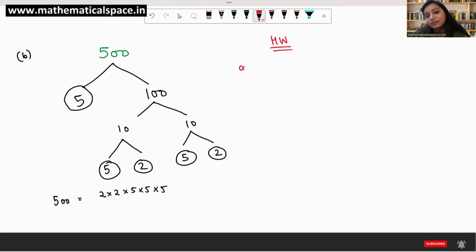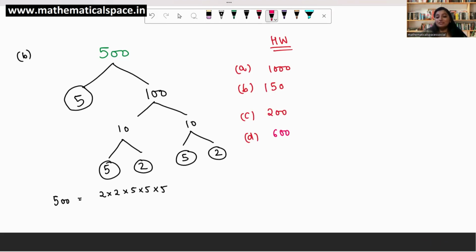I want everyone to try these. You can use any method, prime factorization or this factor tree method. Both the methods are easy. It depends on you which method you would like to use. So 1000, 150, 200, 500. Oh, 500 is already done. 600. So I want everyone to try these questions as homework. And I hope the method of prime factorization and factor tree is crystal clear to everyone.